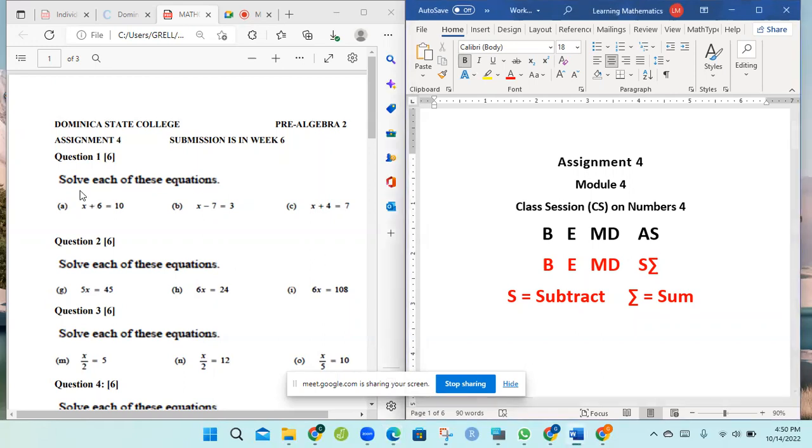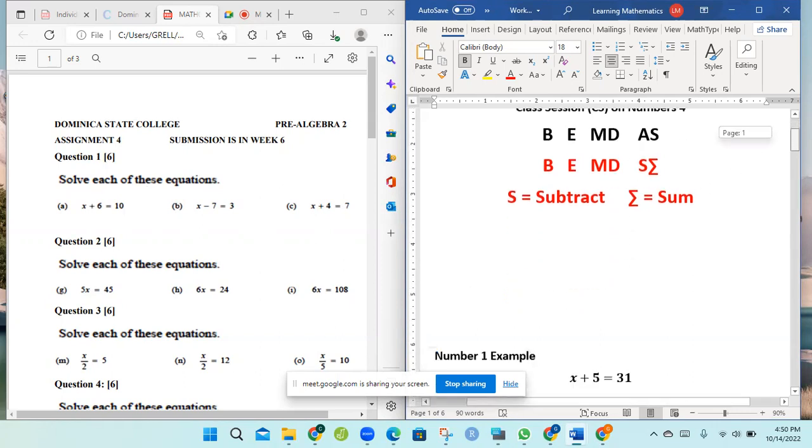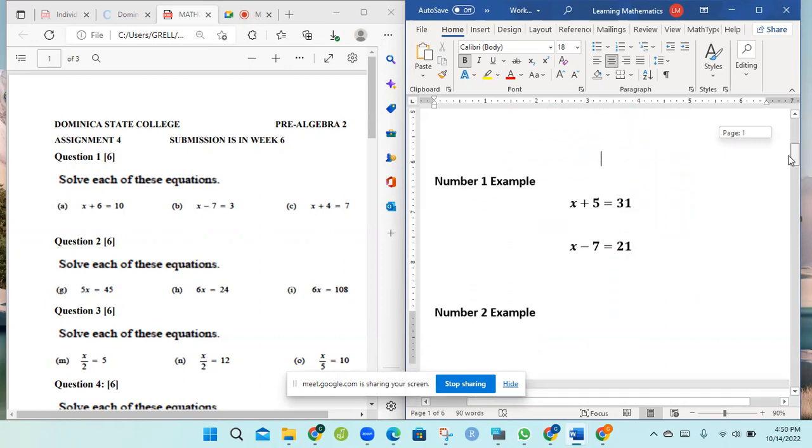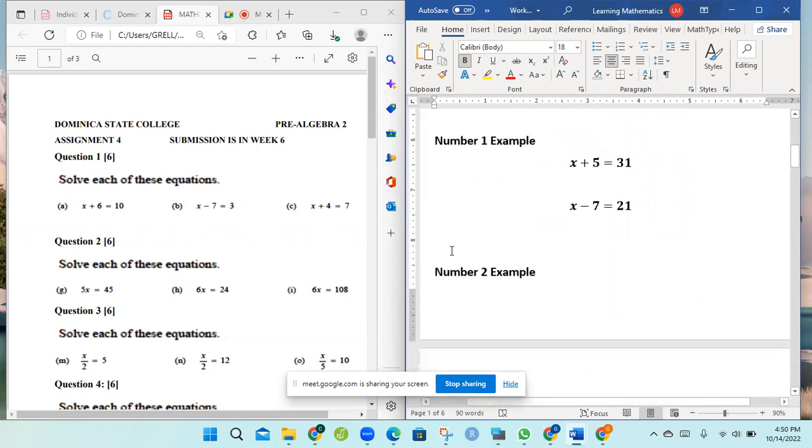So question number 1 says solve each of these equations. An equation has an equal sign. It has a left side and a right side of the equal sign. To solve for x, x is the unknown value. What value plus 6 will give us 10, for example? Now, when you're solving for x, you have to try to cancel out all the numbers that are with x, to isolate x by itself.